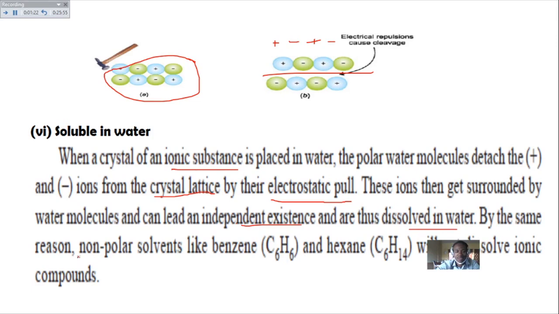But you need to know the same reason why it is not possible for a non-polar solvent like benzene to be soluble in water, because benzene and hexane are non-polar molecules. By the time you put them in water, there won't be a way of detaching plus and minus. They don't even have plus and minus. Therefore, there is no way you can detach ions they don't have, and there is no means of becoming soluble in water.